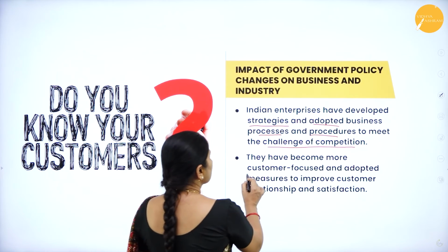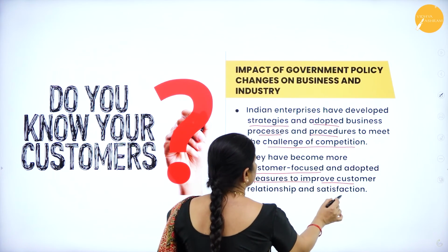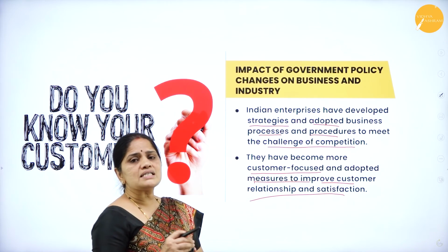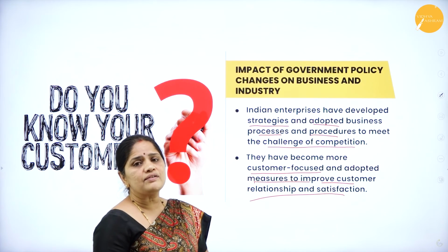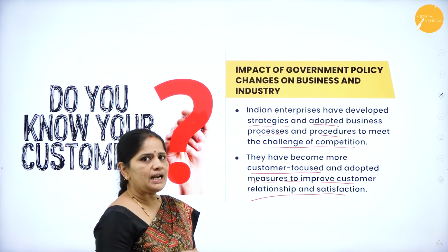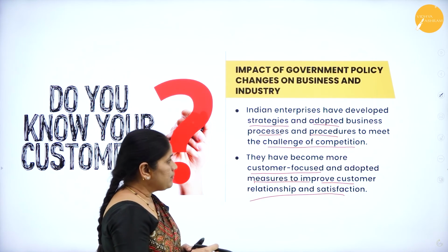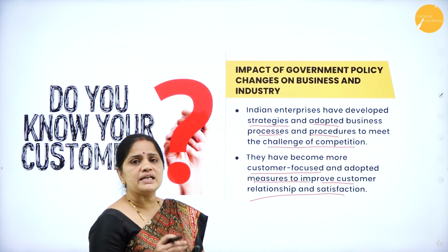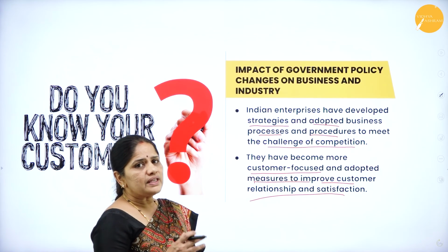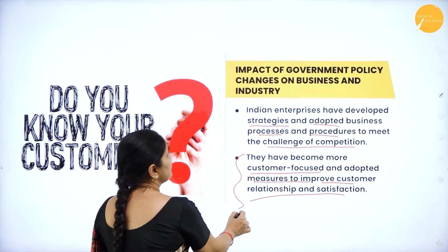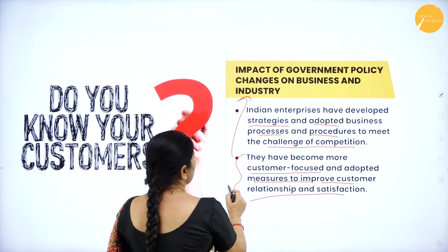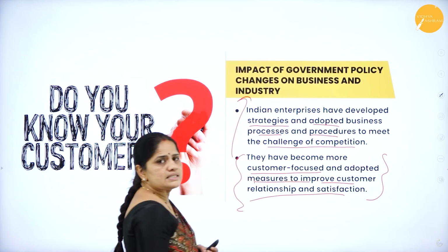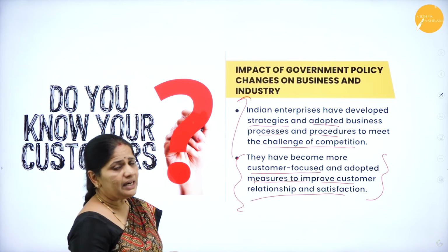They became more customer focused and adopted measures to improve customer relationship and satisfaction. They became aware that if the customer is satisfied, then there will not be any need for any other kind of promotional activity. They realized that being customer focused and improving the customer relationship is very, very important. This was one of the main impacts of the industrial government policy on industry and business. It is very important for all businesses to maintain a good customer relationship.